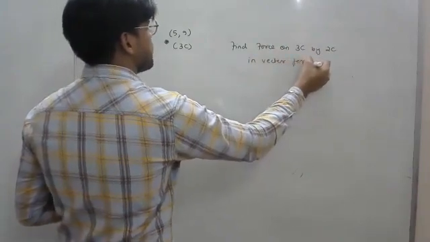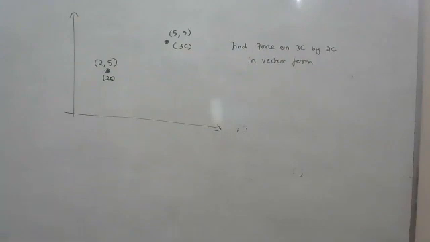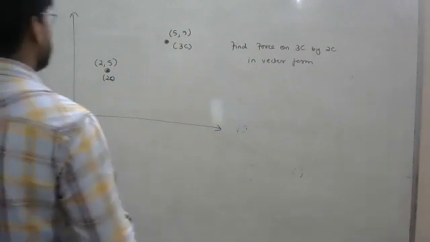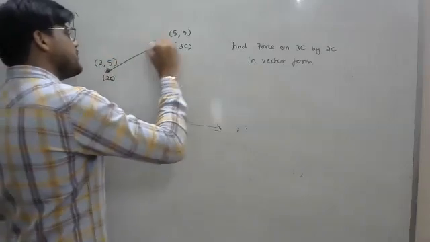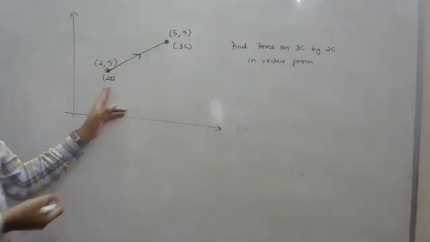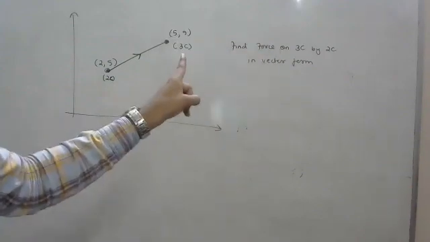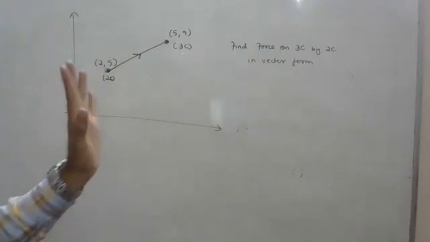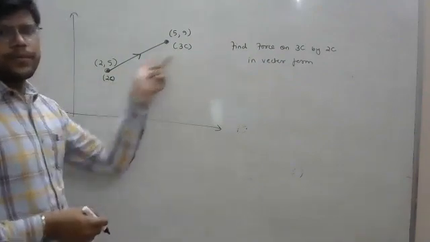When they say vector form, along with the amount of force, you need to mention the direction also. Along with the magnitude of force, we mention the direction. So we clearly know this is positive, this is positive. So obviously the force will be in this direction. 2 coulomb will be trying to push 3 coulomb. Find force on 3 coulomb due to 2. So I am only considering this one direction.